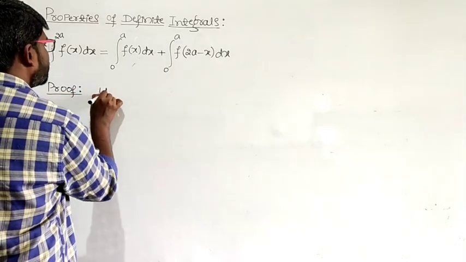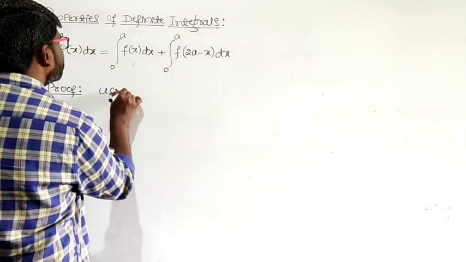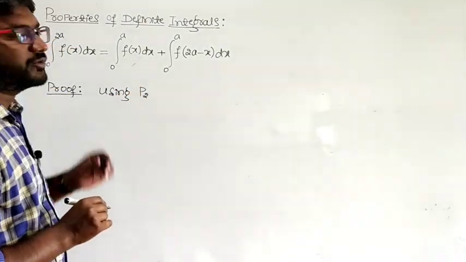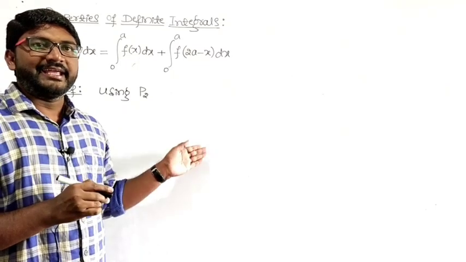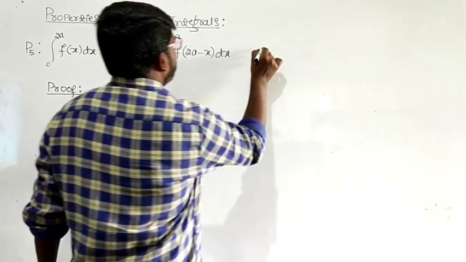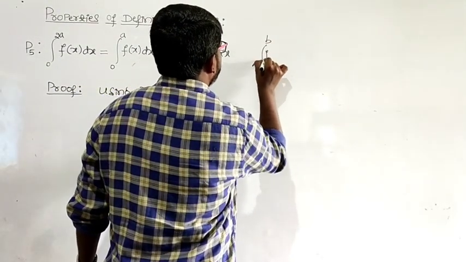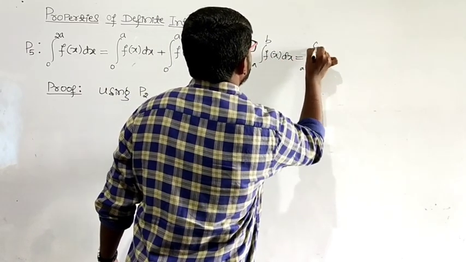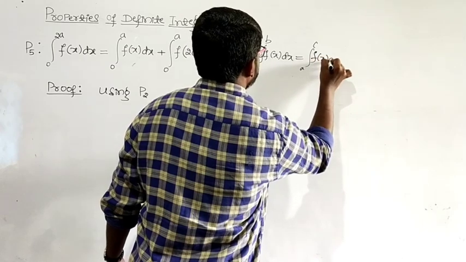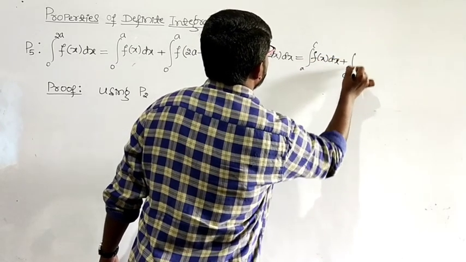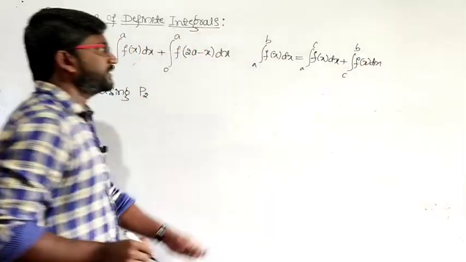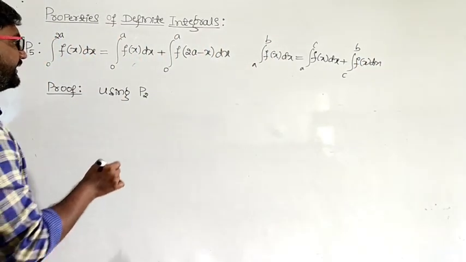So here, using P2, property 2, what does it say? The integral from a to b of f of x dx equals the integral from a to c of f of x dx plus the integral from c to b of f of x dx. So we have to make use of this particular property.